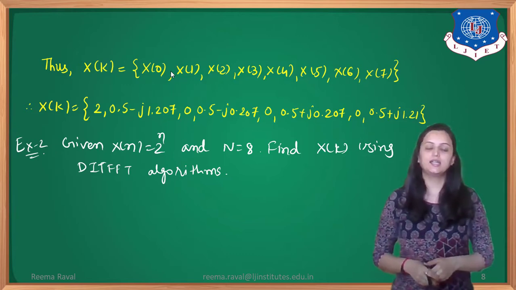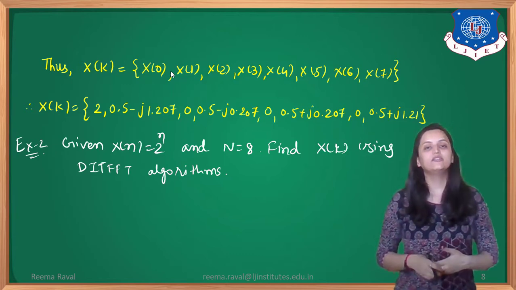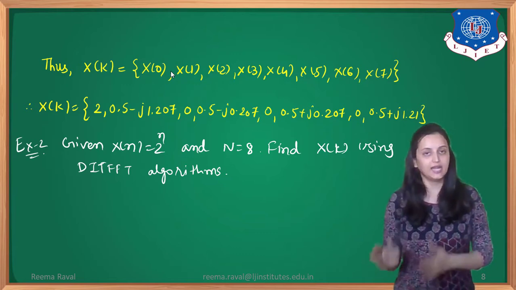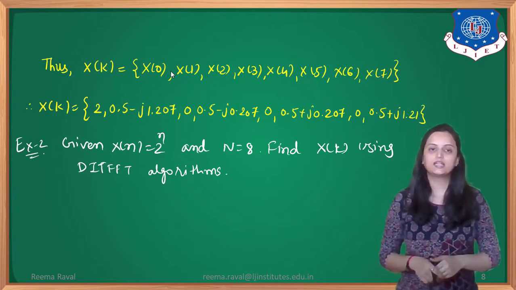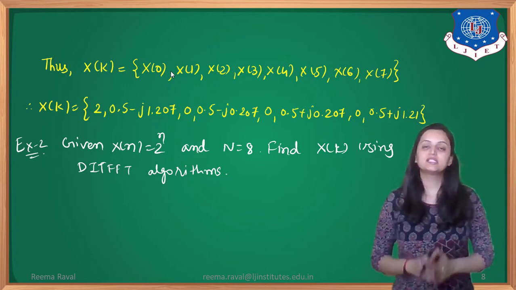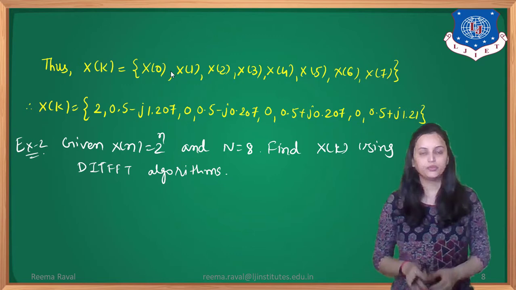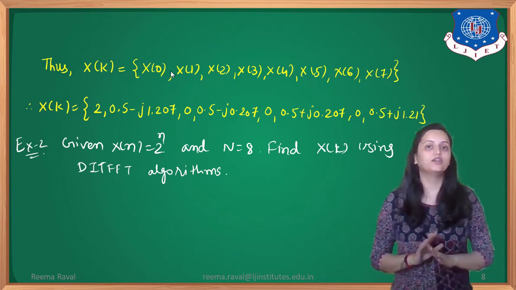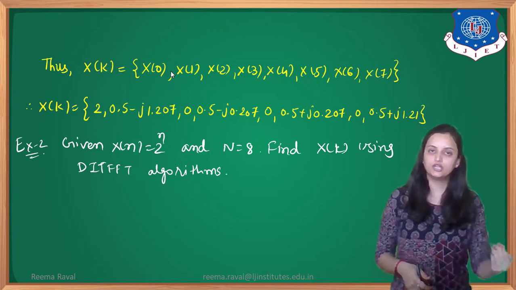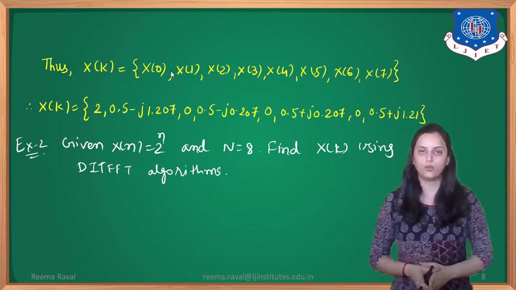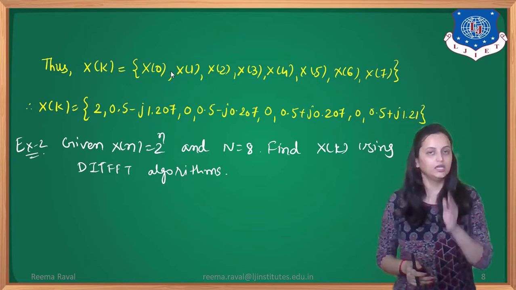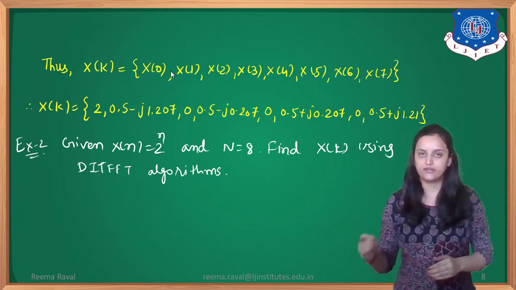Now let us consider the next example, where the given x of n equals 2 raised to n for n equals 8, that is, an 8-point DFT. You need to find x of k using the DIT FFT algorithm. So this example will be the same as the earlier one. Here the x of n is not directly given to you. What you need to do is calculate for n equals 0 to 7, placing the values in this equation to get x of n. That means x of n equals 2 raised to n. Here n is to be placed from 0 to 7.